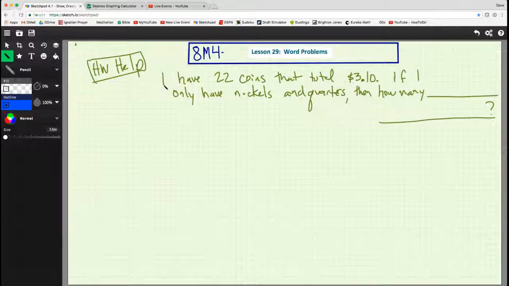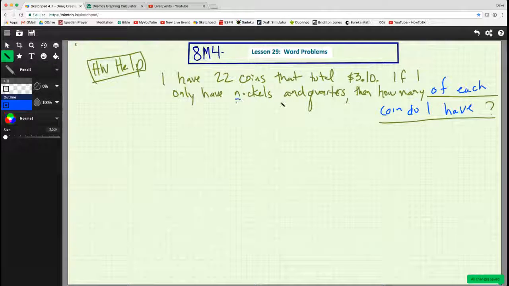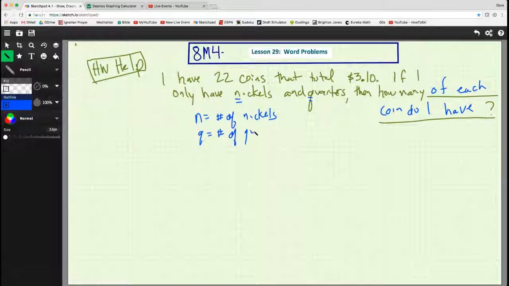So, here's the question. If I have 22 coins that total 310, if I only have nickels and quarters, then how many, and how do we fill in the question? What is the question we're going to ask? How many of each coin do I have? Well, let's use N and Q because those don't look like numbers. So I'll say N equals the number of nickels and Q equals the number of quarters.